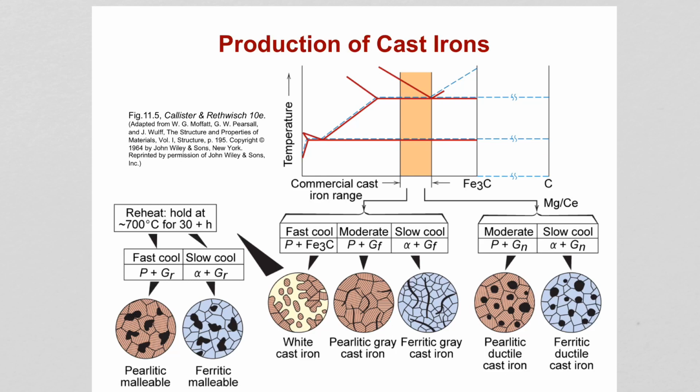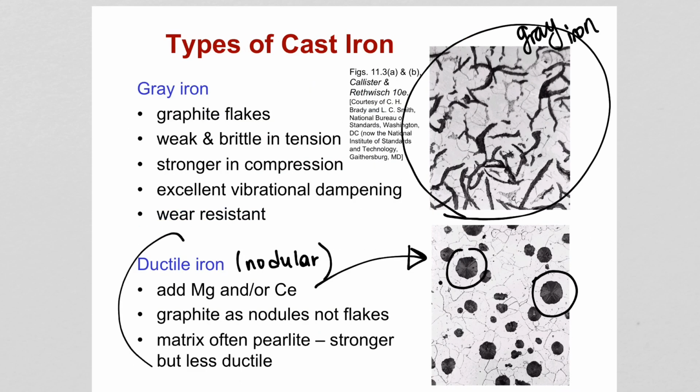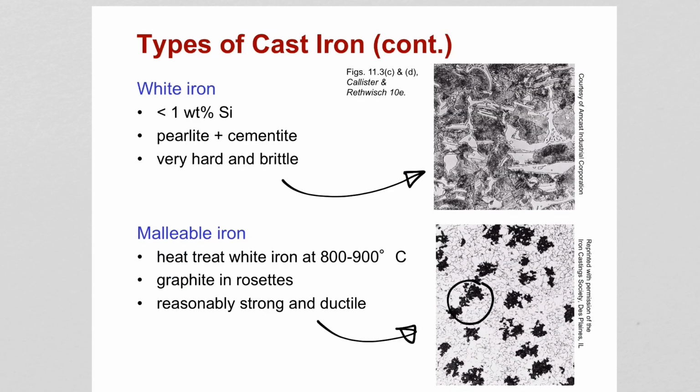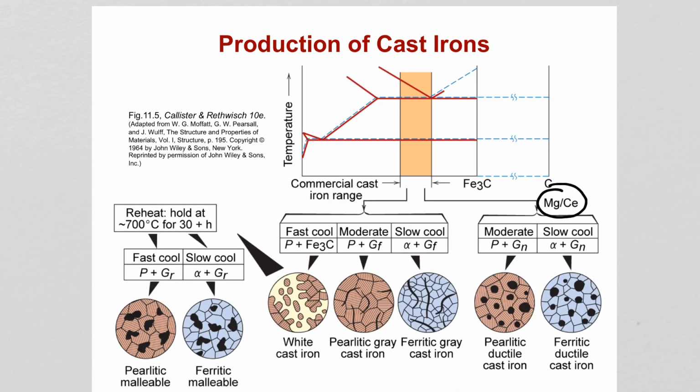Okay, so in summary, if you add magnesium and cerium, you will have ductile cast iron. Remember, if we go back here, if we add magnesium and cerium, we will end up with graphite as spherical particles. Here we are seeing that the matrix can be pearlite or ferrite, so it depends on the degree of cooling. If you do slow cooling, it will lead to alpha ferrite. If you do moderate cooling, it will lead to pearlite.